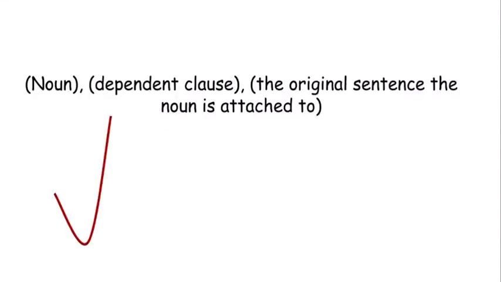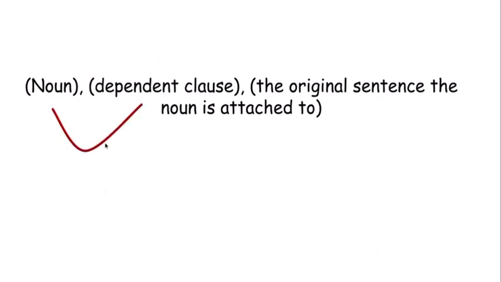So if you do a diagram of the sentence, basically you have the noun in the first part of the sentence, and then you have a dependent clause. The dependent clause is supposed to describe the noun, and then you had the original sentence the noun was attached to. So the whole thing is that the dependent clause is basically the whole point of the appositive, and it describes the noun in front of it.